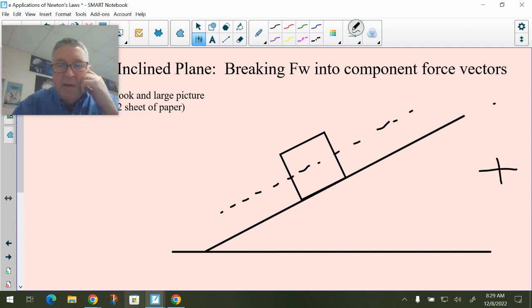Normally I'd call it x or y, because x and y are horizontal and vertical, and this is inclined. I'm going to call this the p-axis. P stands for parallel. So that's the parallel axis. I'm going to call it P from now on.